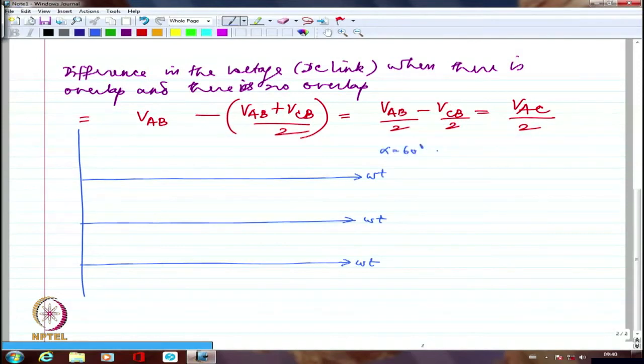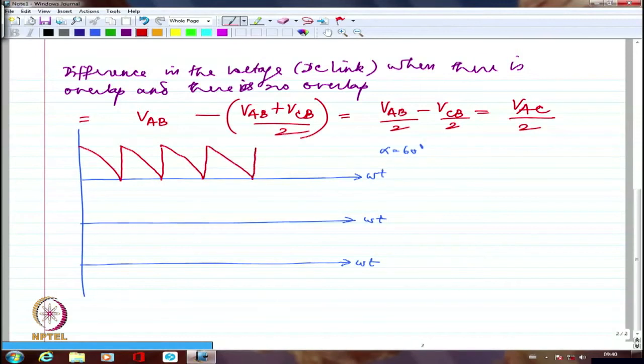So I'm going to draw it for alpha equal to 60. For alpha equal to 60, I'm going to have a waveform somewhat like this. I'm going to have one, then second one, third strip. This is without overlap, of course. Fourth strip, and so on and so forth. This is how the waveforms are going to be, right?